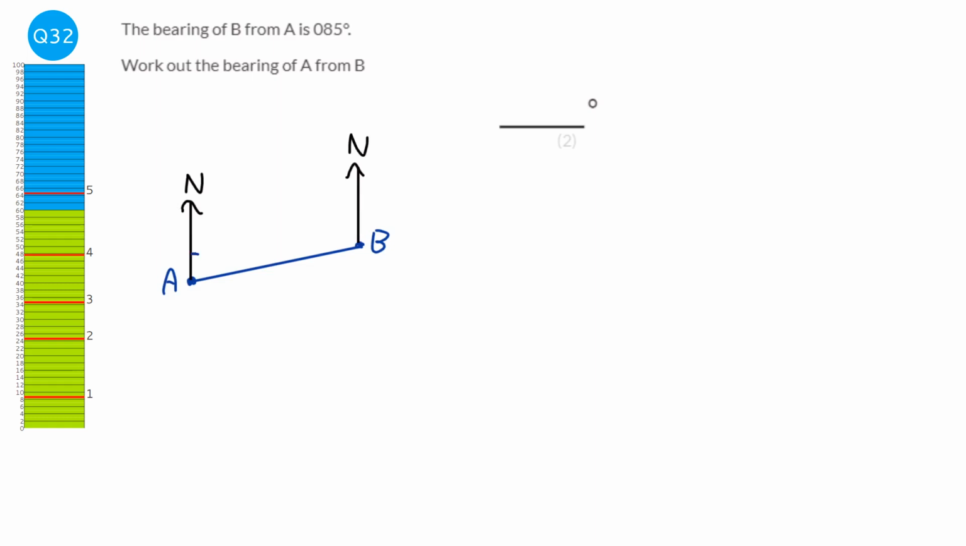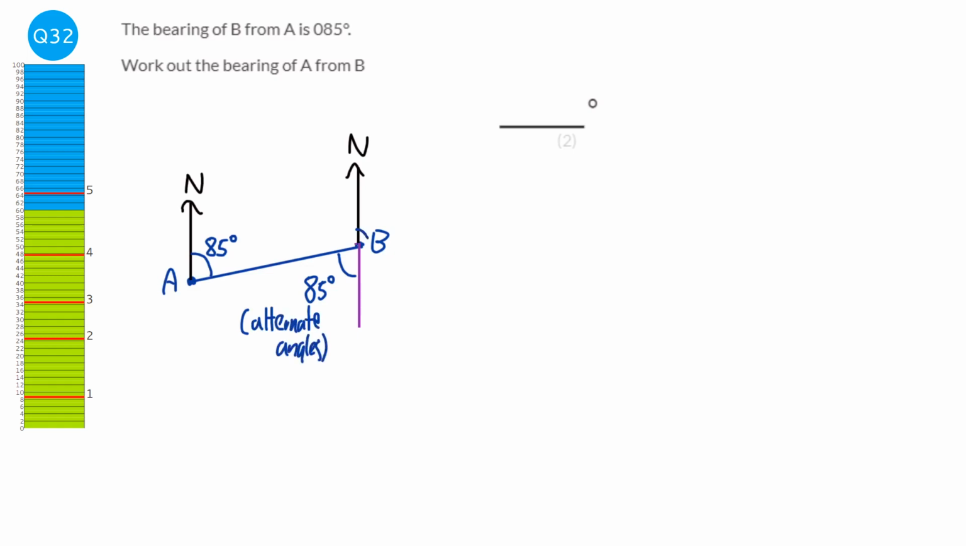And so we know that this angle here is 85 because it's the angle on the bearing of B from A, so it's 85 degrees. So now it says work out the bearing of A from B. So the first thing we can do is actually just draw a line going down here. And we know that this angle here will also be 85 degrees because of alternate angles. It's always best to write that down somewhere, so we can just put in brackets here alternate angles.